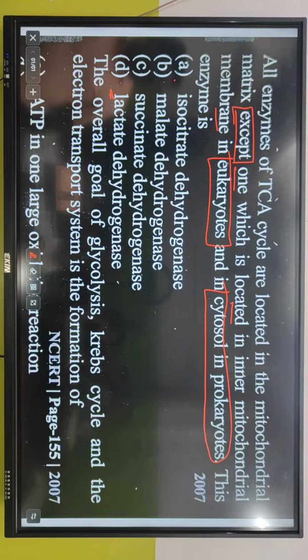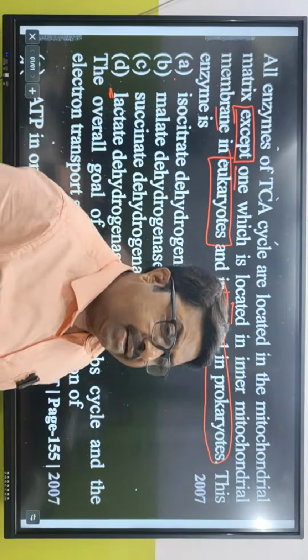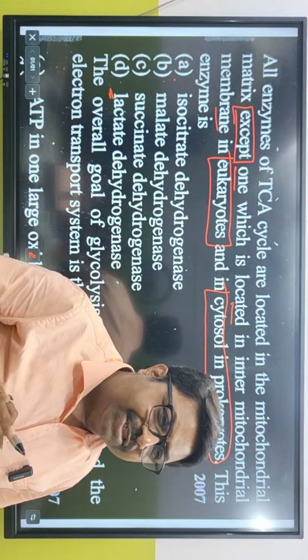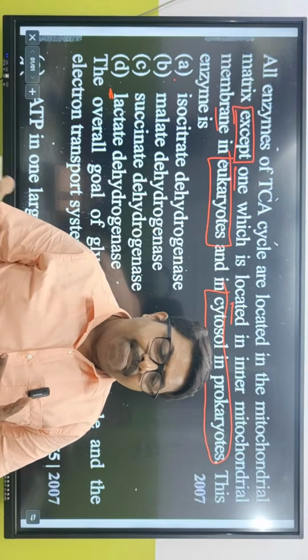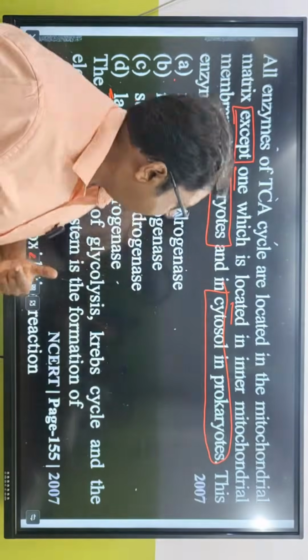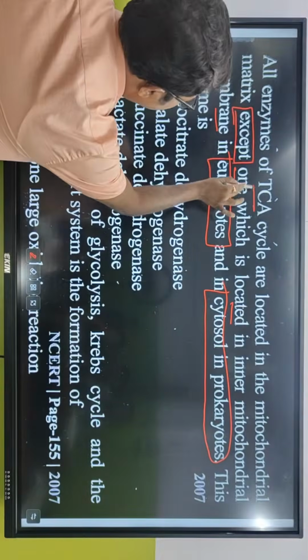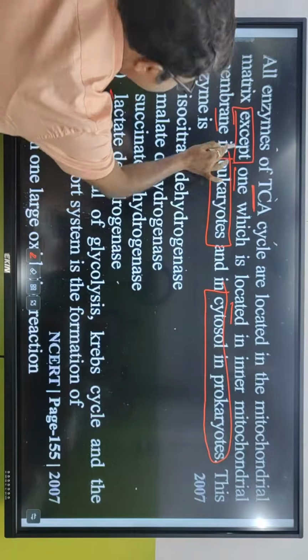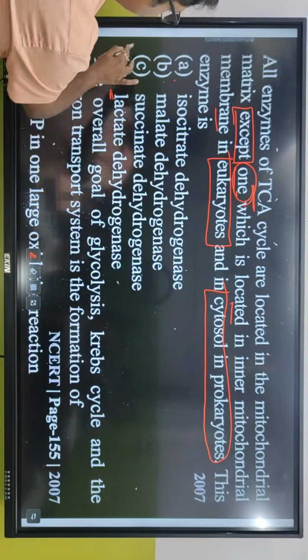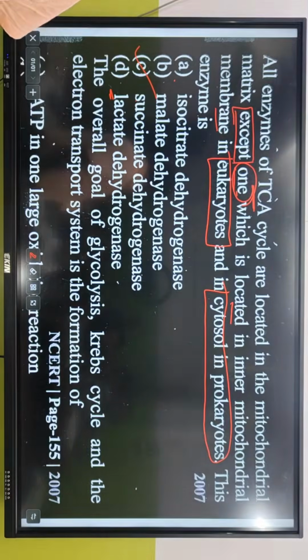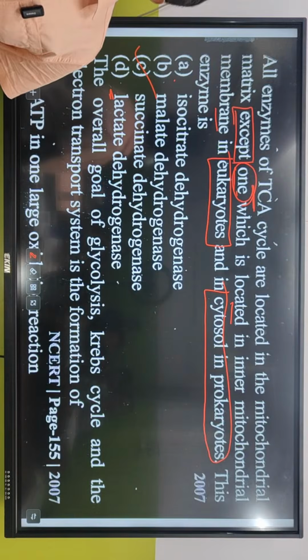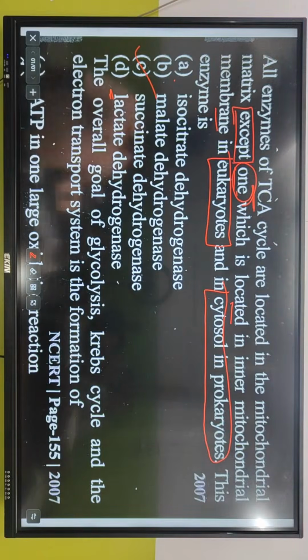Lactate dehydrogenase, where did we get it? Just now we gave this information about lactate dehydrogenase. Varun, tell me, where did we study lactate dehydrogenase? Anaerobic respiration. Pyruvic acid gets changed into lactic acid with the help of lactate dehydrogenase. But see, all enzymes of the TCA cycle are located in the mitochondrial matrix except one. It is succinate dehydrogenase, which is not present in the mitochondrial matrix.